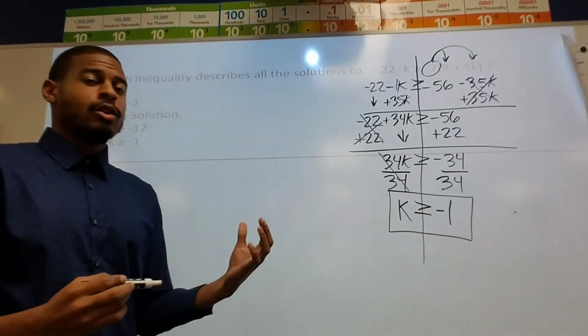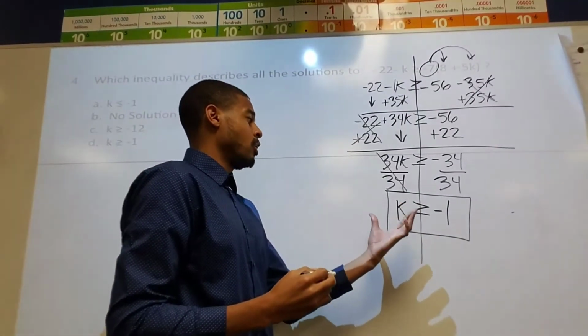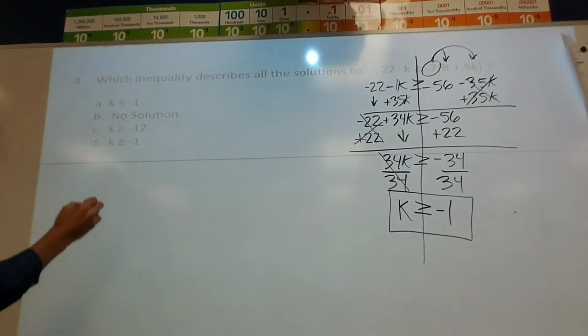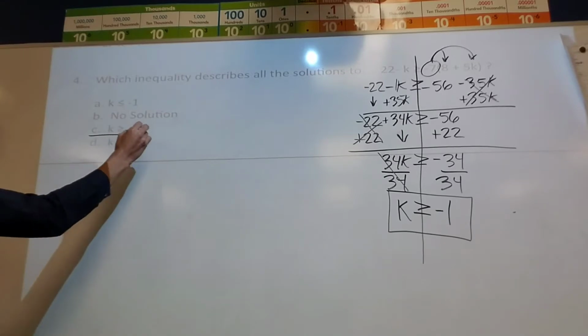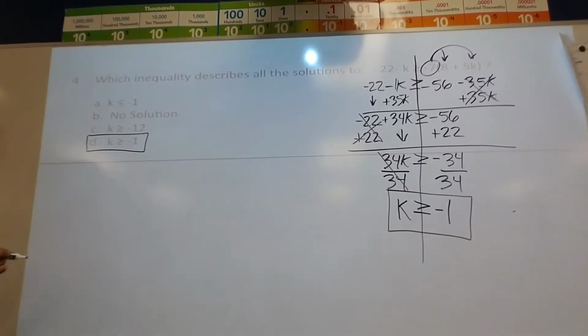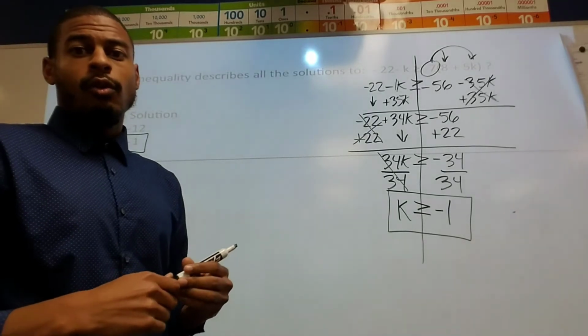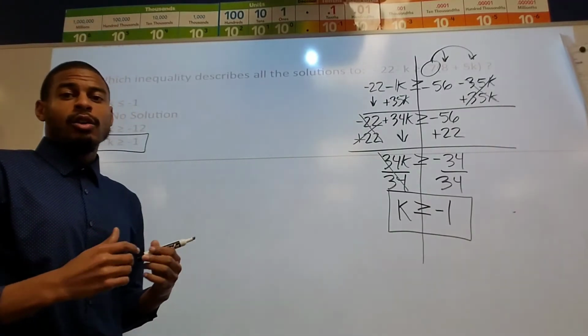And that is our answer. Our answer is going to be k is greater than or equal to negative 1. So our correct answer is going to be D. And that is how you solve linear inequalities.